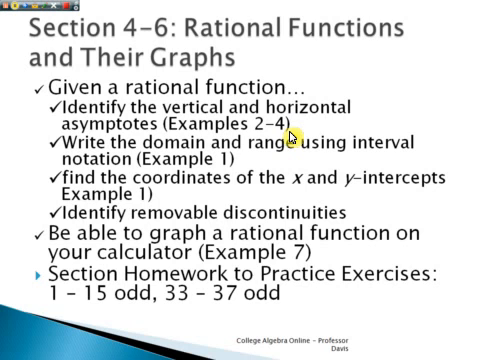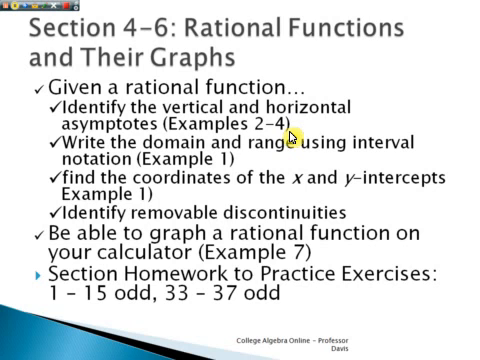And then we want to identify removable discontinuities. These are values in a rational function that make both the numerator and denominator 0. And the result graphically is a hole in the graph. So to back that up, we want to be able to also graph a rational function on your calculator. So see example 7 to see how that's done.